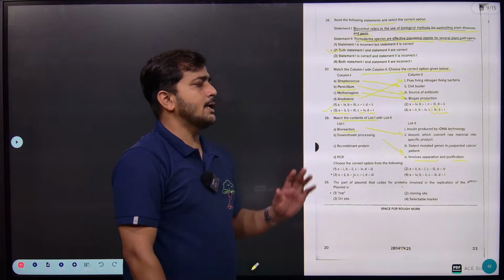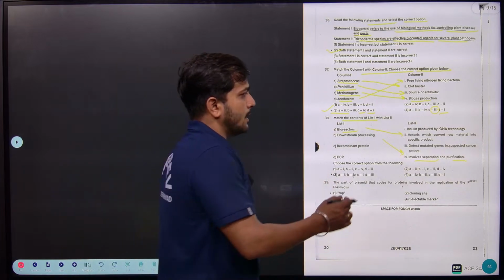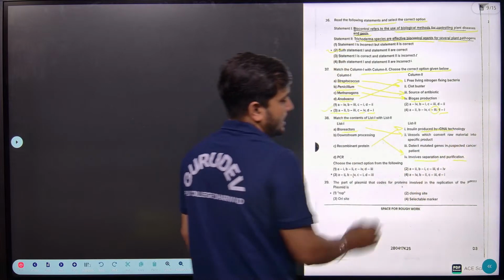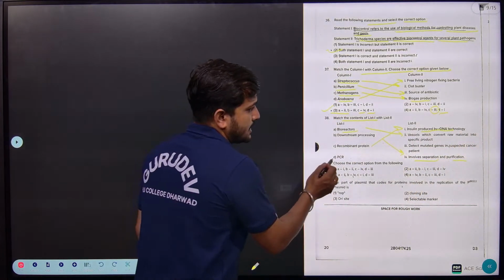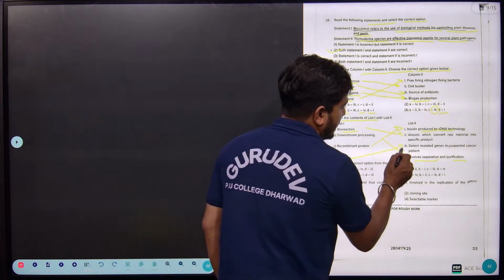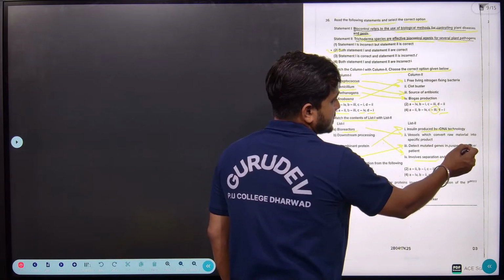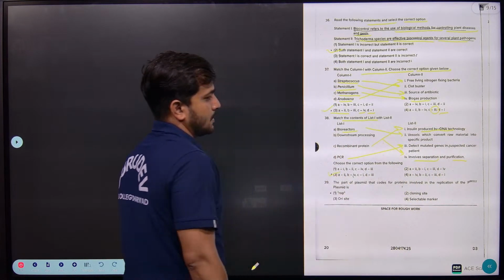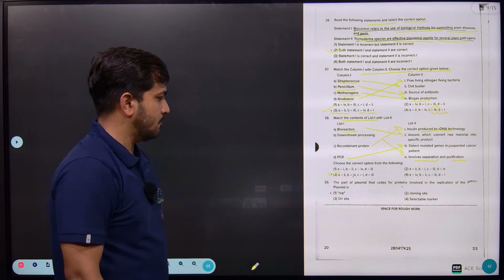Then recombinant protein, how can we produce a recombinant protein? Insulin is produced by rDNA technology, right? Then PCR is used to detect the mutated gene in a suspected cancer patient. So here the answer is 3, right, with respect to matching the following.